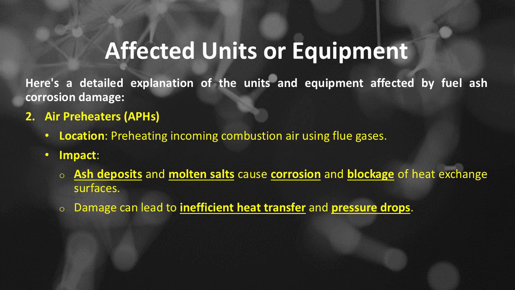Number 2 of the units and equipment affected by fuel ash corrosion damage is air preheaters or APHs. Location: preheating incoming combustion air using flue gases. Impact: ash deposits and molten salts cause corrosion and blockage of heat exchange surfaces. Damage can lead to inefficient heat transfer and pressure drops.